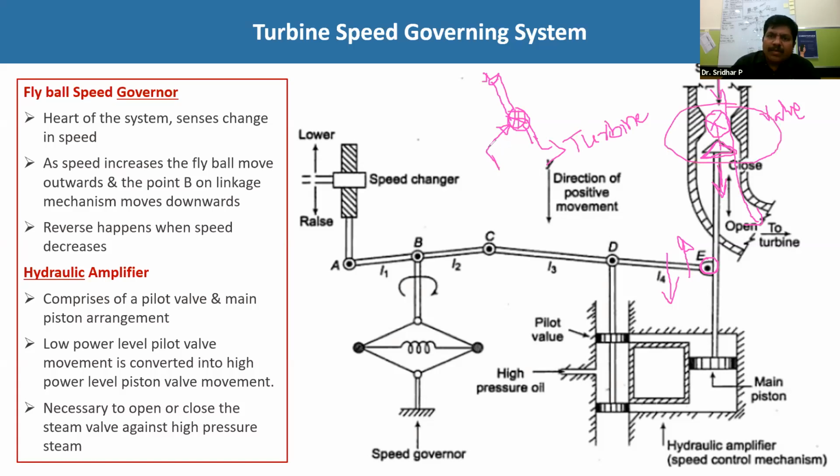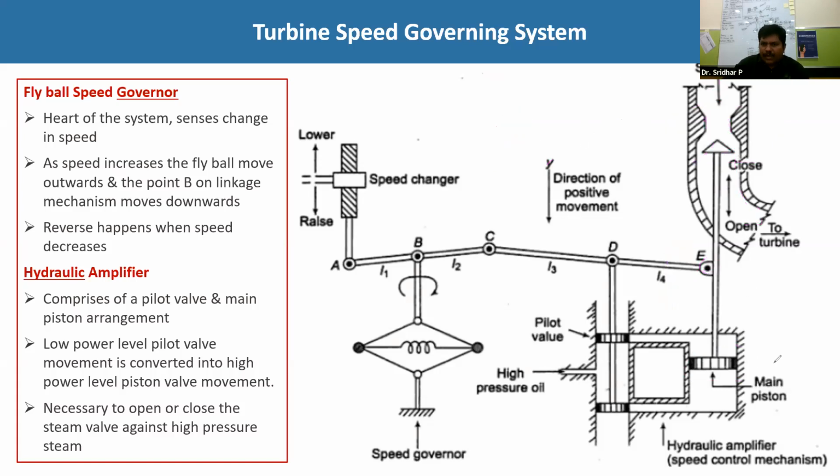What about this particular one? The steam valve controller. Who is that controller? This point E, or the main piston, is nothing but your steam controller. The steam valve controller is the main piston controller. So in this total one, whether the steam valve is opening or closed, everything will be decided by whom? This is the main piston.